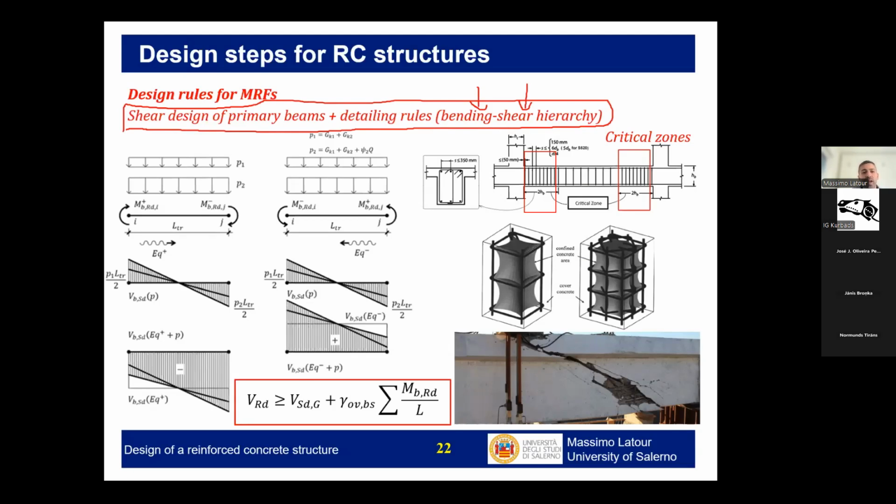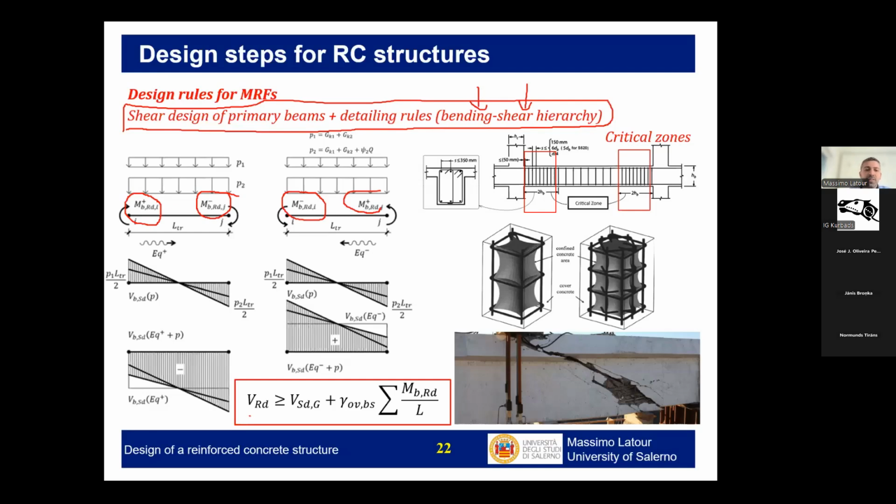I will derive the shear diagram based on the equilibrium derived in the failure condition. So when the plastic hinges are formed in the beams, I have the bending resistance at the end of the beam, not the bending action, the bending resistance.